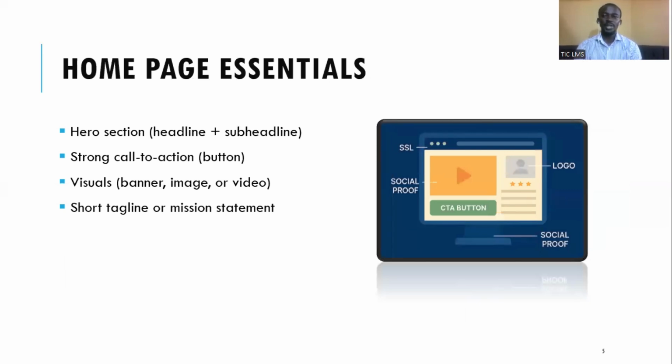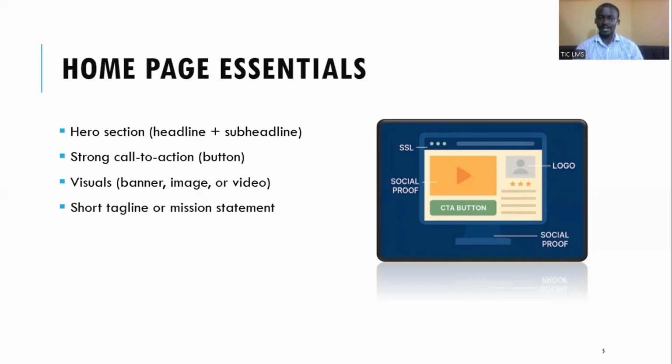Now look at the home page essentials. What are the important things that we need in a home page? Now here we need to have the hero section. The hero section consists of the headline and subheadline. Most times this hero section would have a captivating headline, a captivating background or image that lets people understand that, oh, this is possibly what this company is all about or what this person does. All right, it's going to have a strong call to action button. This is very, very important.